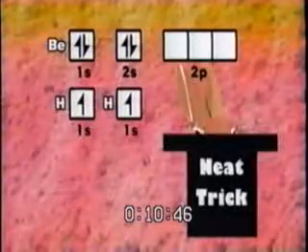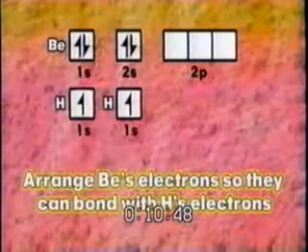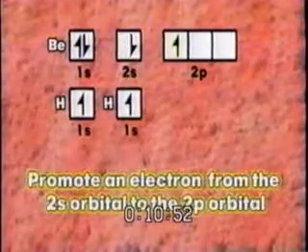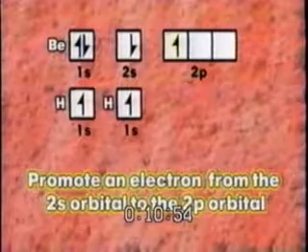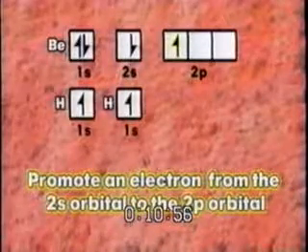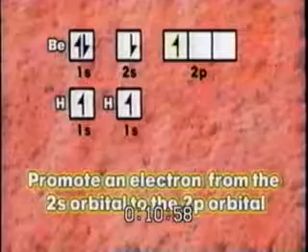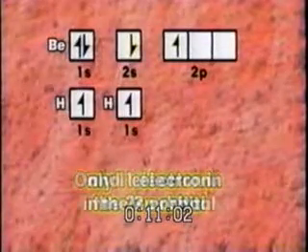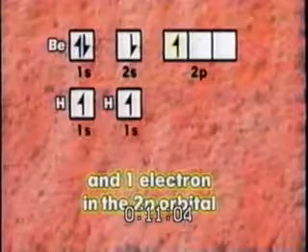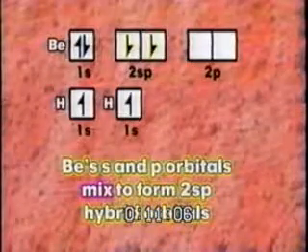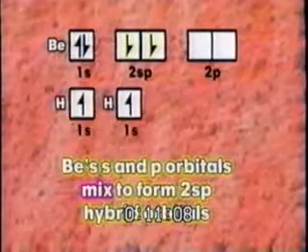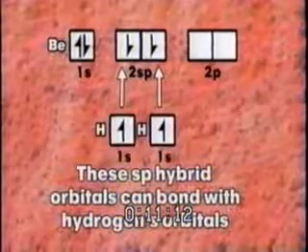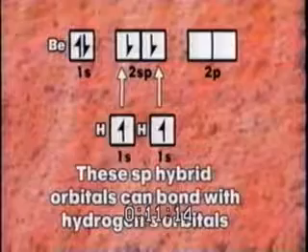There's a real neat trick we can do to arrange beryllium's electrons in such a way that they can bond with hydrogen's electrons. We can promote an electron from the 2s orbital to the 2p orbital, and now beryllium's orbital diagram looks like this. Now there is only one electron in the 2s orbital and one electron in the 2p orbital. Beryllium's s and p orbitals mix to form two sp hybrid orbitals. These sp hybrid orbitals can bond with hydrogen's orbitals.